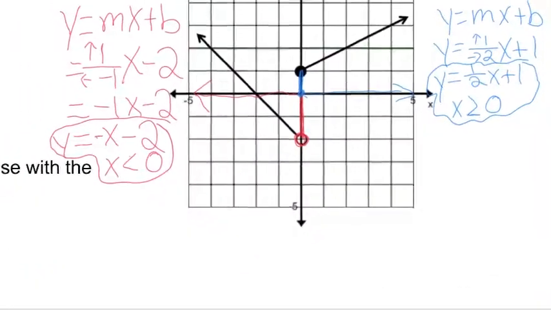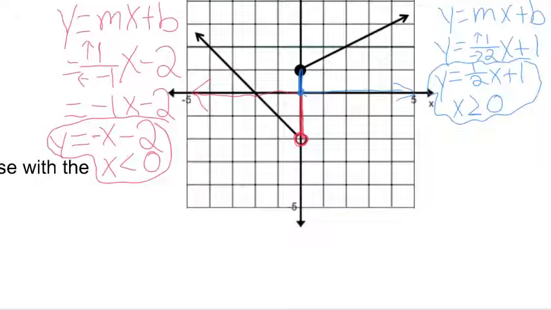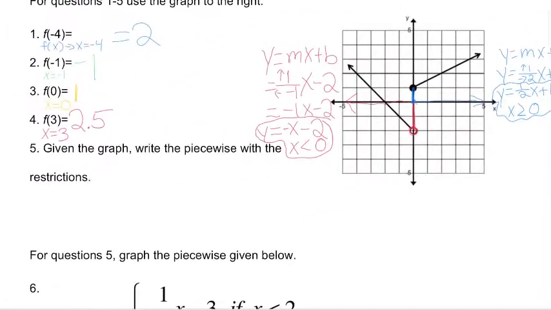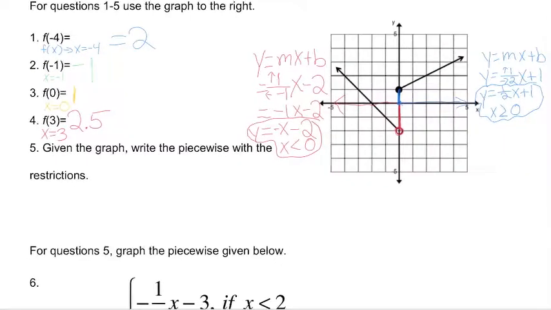But, kind of like I mentioned today, if you gave me these two different equations just like I wrote it, it would be wrong, because our question asks, write the piecewise with the restrictions. This is not a piecewise how we have it written so far. We have to create one.